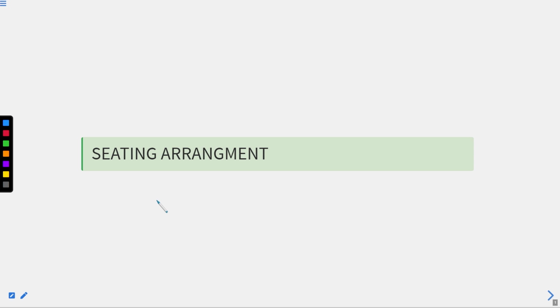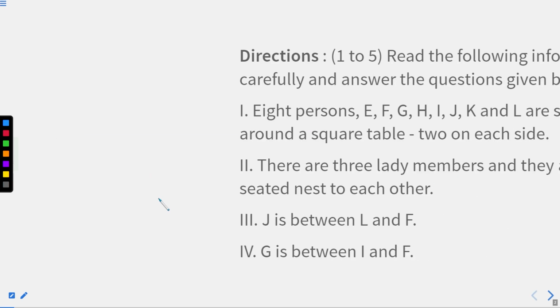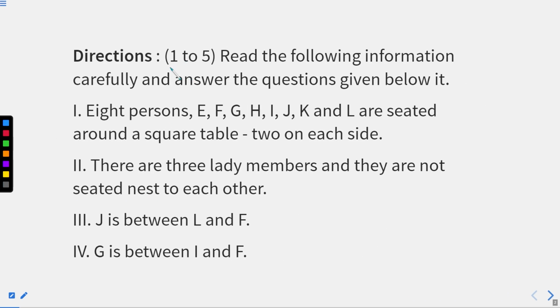So directly starting with the first directions, which is for the first 5 questions. Here you can see the directions for the first 5 questions, right? The direction says: read the following information carefully and answer the questions given below. Now, as I mentioned, you have to read the instructions very carefully. So the first instruction says that 8 persons, that are E, F, G, H, I, J, K, L, right? So you are supposed to mark these things.